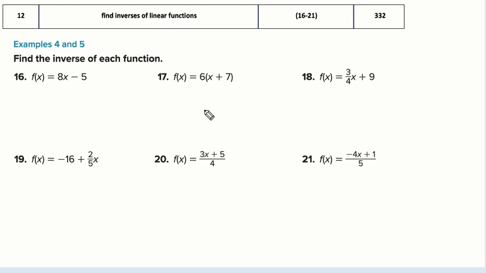Hi, in this video I will discuss the inverse of a function. So first question, we have f of x equal 8x minus 5. Now we have a few steps.